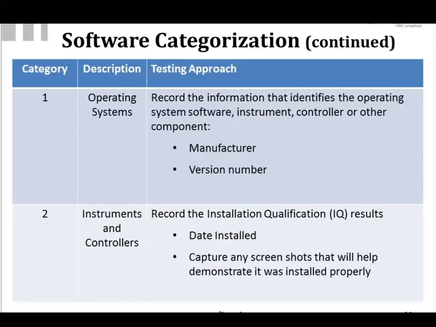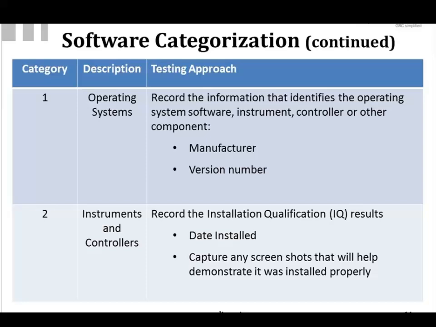Now, GAMP5, which is put out by the International Society of Professional Engineers, ISPE, has a guidance for software categorization. And this is a way of making sure you're covering all bases in testing. So at the first category, you have operating systems, things where you're just going to record the manufacturer name, the version number, the model, whatever it might be. These are operating systems. It might be your infrastructure, your hardware platform, things that you would install but don't necessarily require you to do anything beyond the installation.